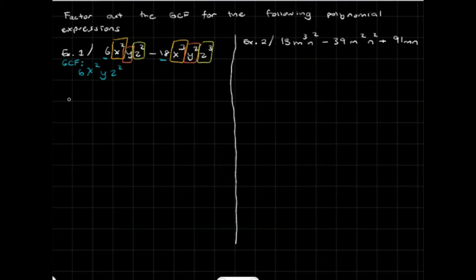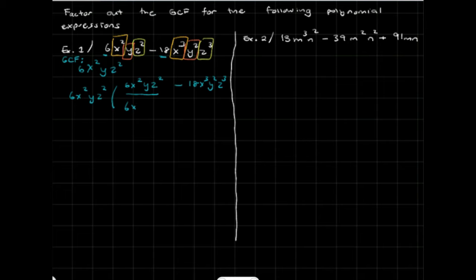Now when you're factoring this, what you want to do is put your greatest common factor on the outside, and on the inside you take your original expression and divide it by your greatest common factor. So this was our original expression, 6x squared y z squared minus 18x cubed y squared z cubed. Factoring is basically dividing the terms by the factor, so I'm going to divide this by 6x squared y z squared, and then we simplify.